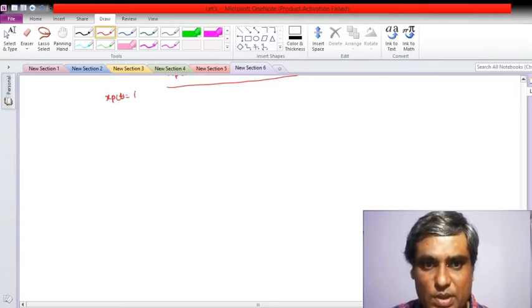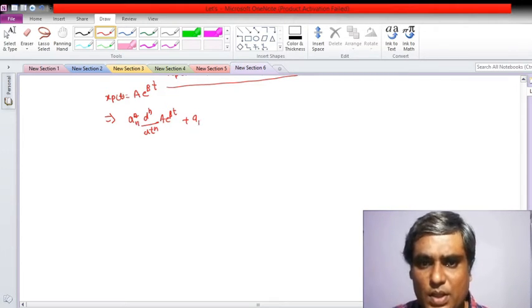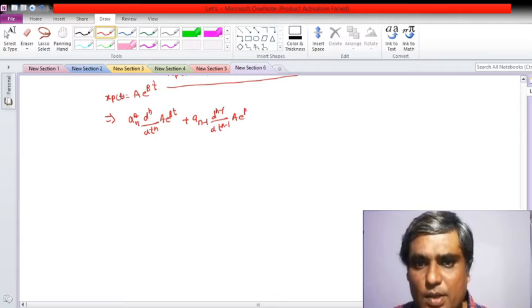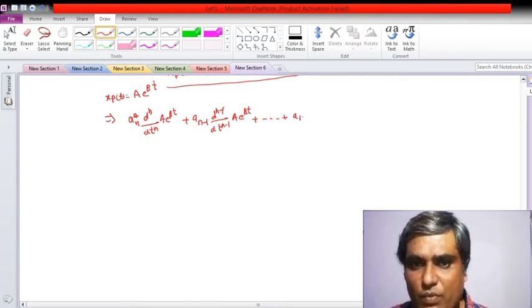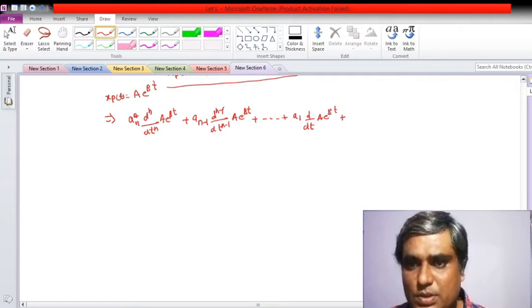Xp of t, we assume that it is A e raised to bt. So let me put it in that, which was a_n d^n/dt^n x of t, plus a_(n-1) d^(n-1)/dt^(n-1) of A e raised to bt, like this, down to a1 d/dt of A e raised to bt plus a0 A e raised to bt, and which is equal to your forcing function.